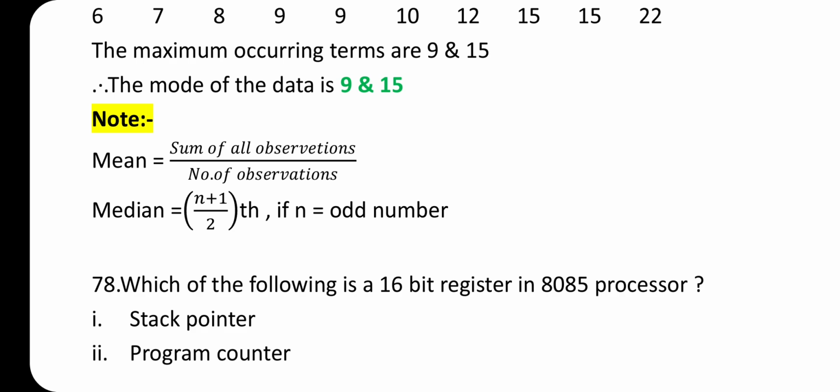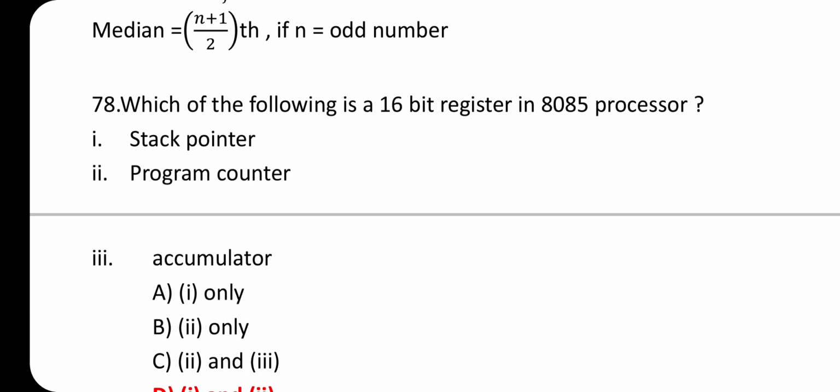Note, mean equal to sum of all observations divided by number of observations. Median equal to (n plus 1) by 2 if n equal to odd number.